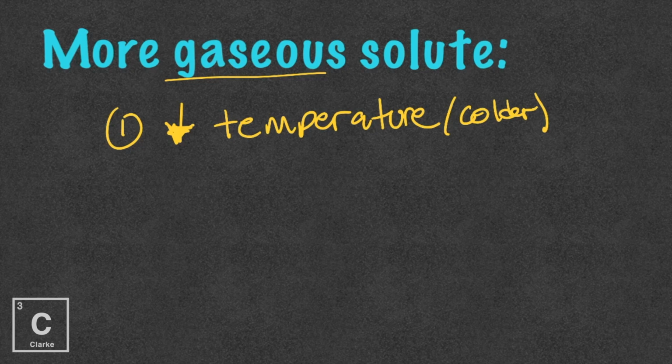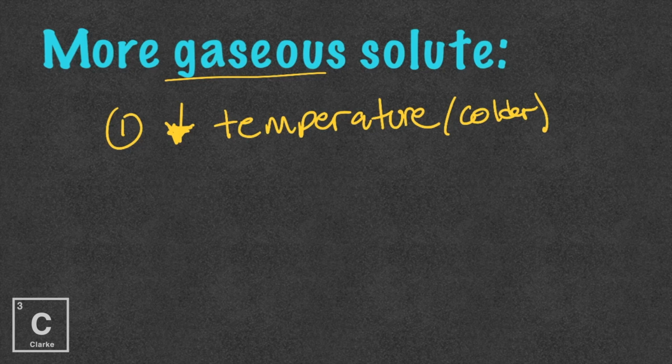So if our solution is hot, those particles are moving, which is disrupting the gas particles that are in solution. And when gas particles gain energy, they tend to leave solution. So the hotter the solution is, the more the gas particles want to leave that solution, because the kinetic energy of those particles is so high and they're moving around so much.